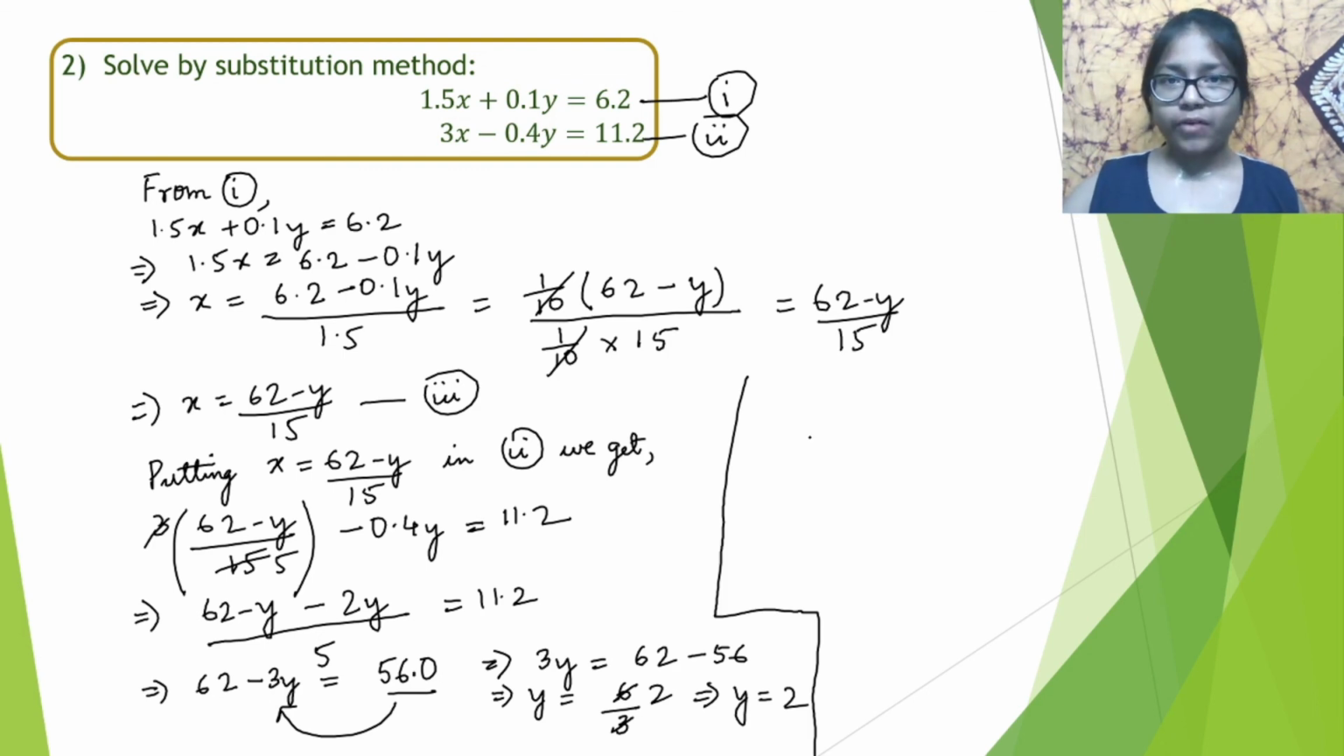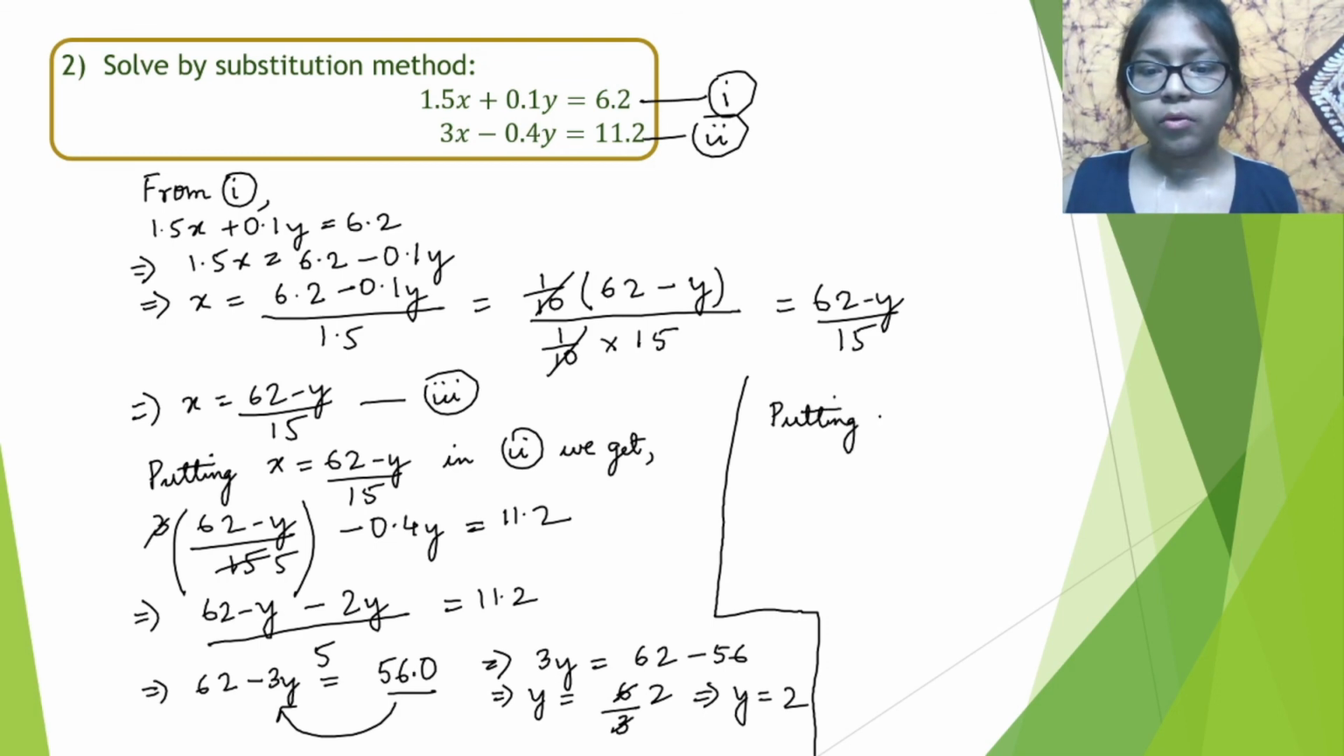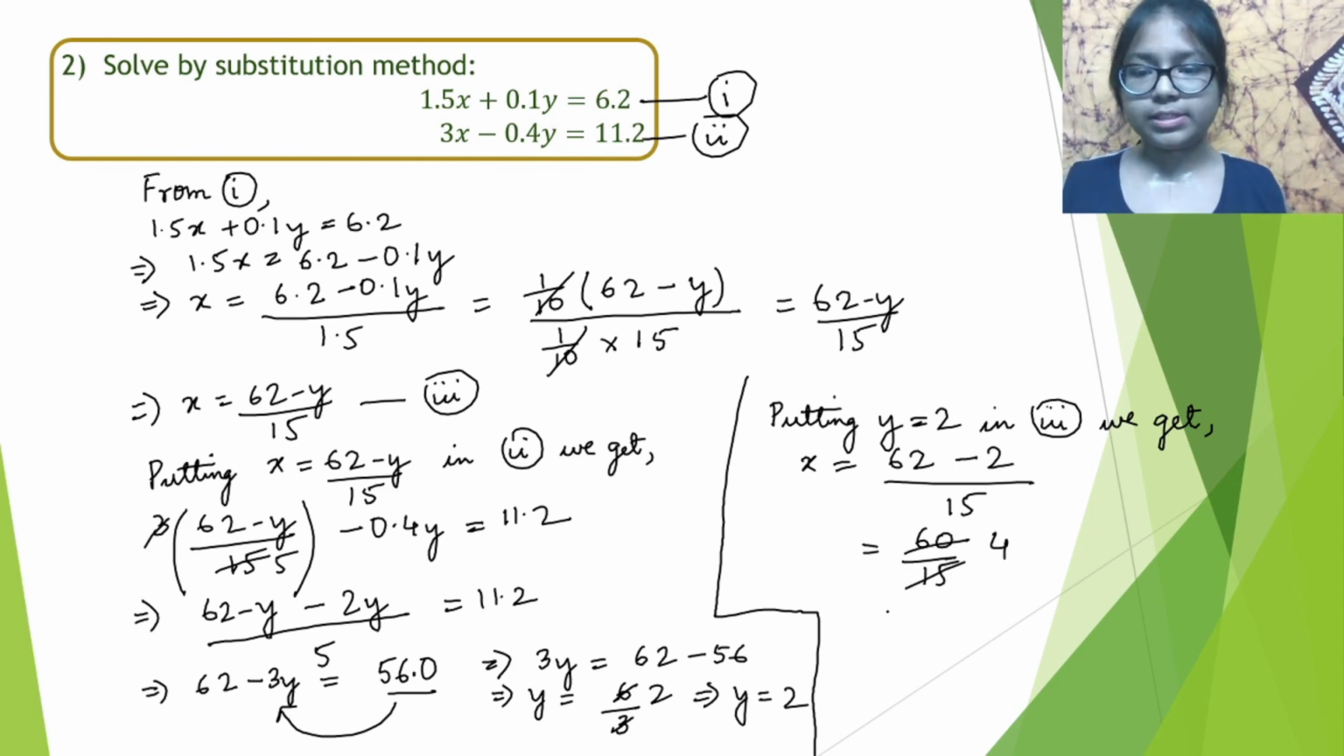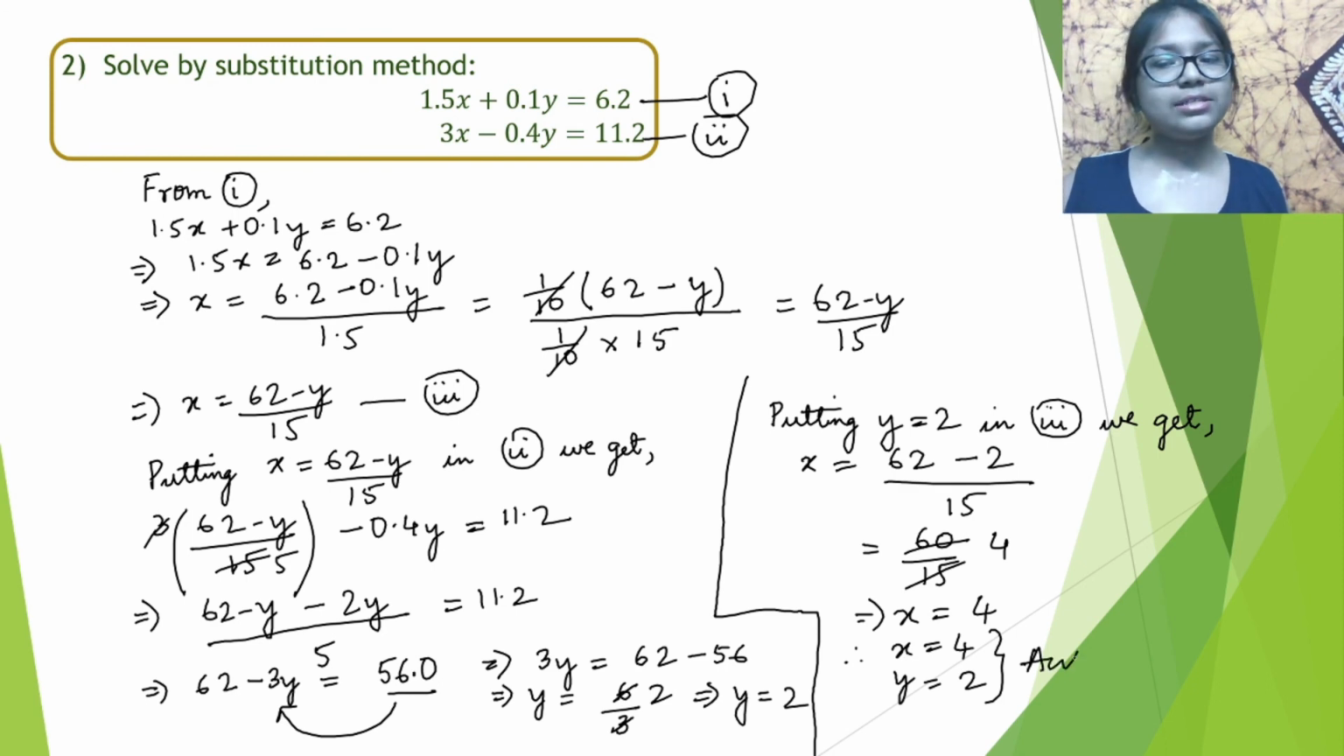Now we will put the value of y in equation 3, right? So putting y equals 2 in 3, we get x equals 62 minus y, which is 2, by 15, equals 60 by 15. 15 4s are 60. So x is 4. Therefore x equals 4, y equals 2. This is the answer. So it's quite simple, right? In this way, if you have to find 3 variables, we will be given 3 equations and you have to solve like this by the method of substitution.